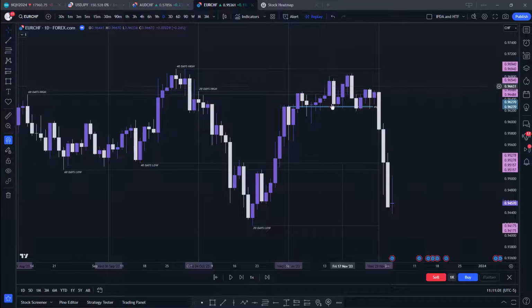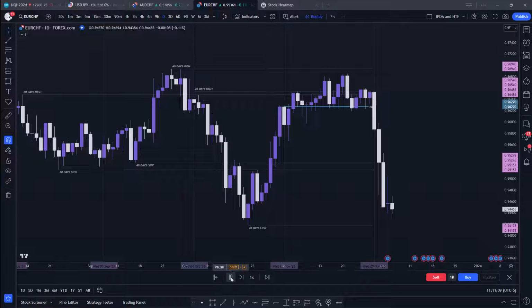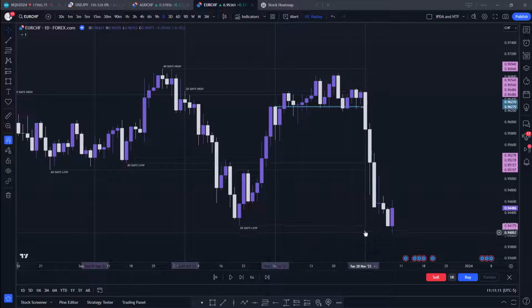So anything above the blue line, look for sells. Anything below, look for buys from a general perspective. And let's see if we take the 20 days low eventually. And we do right there. Yes, it is a new month. It's December at that point, but we eventually do get to the 20 days low.